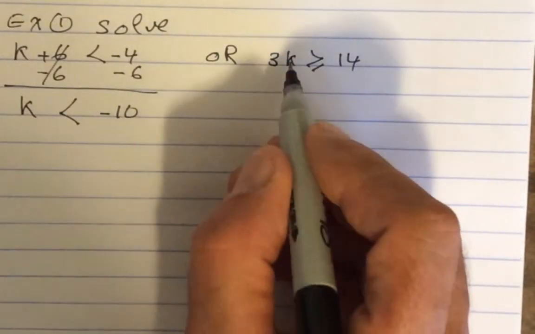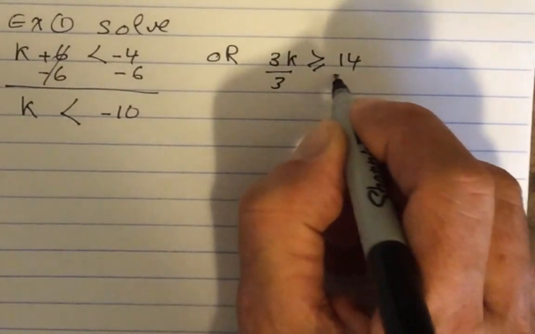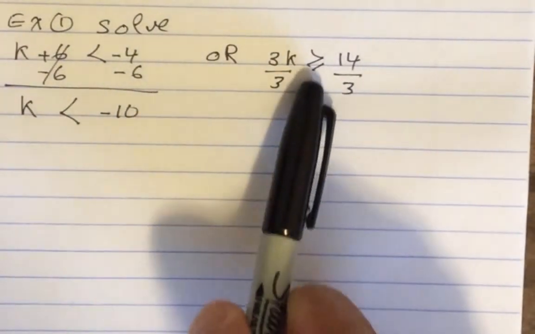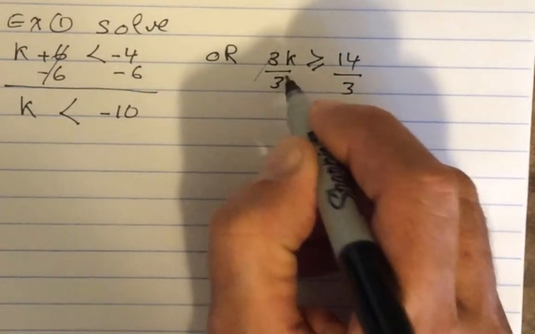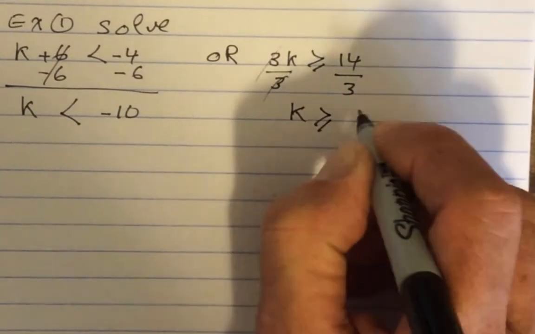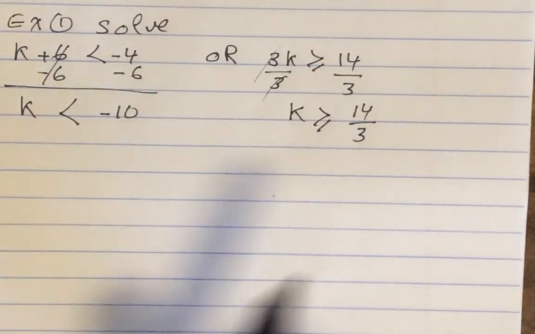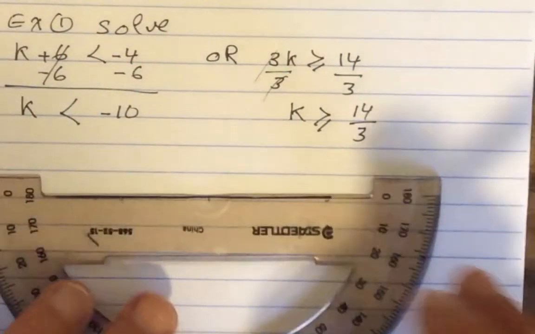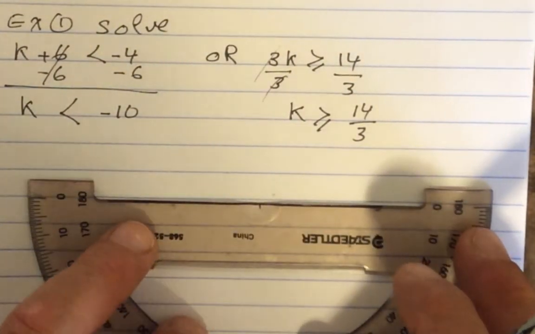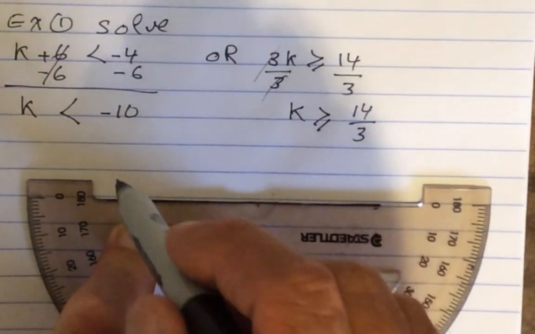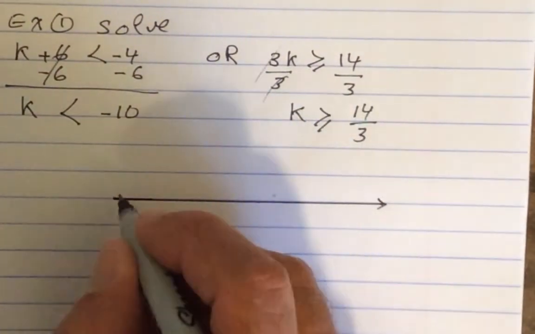Over here, there is no addition, so we have to do the division, divide by 3, divide by 3. Since you're dividing by a positive number, the sign of the inequality is not going to change. So the 3 is cancelled. k is greater or equal to 14 over 3. By the way, 3 goes into 14 4 times, so this is like 4 point something. So when we draw the number line, we put this 14 over 3 a little bit to the right of the number 4, because 3 goes into 14 4 times.